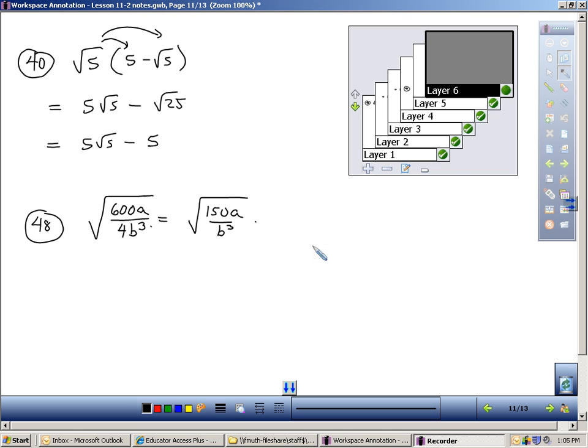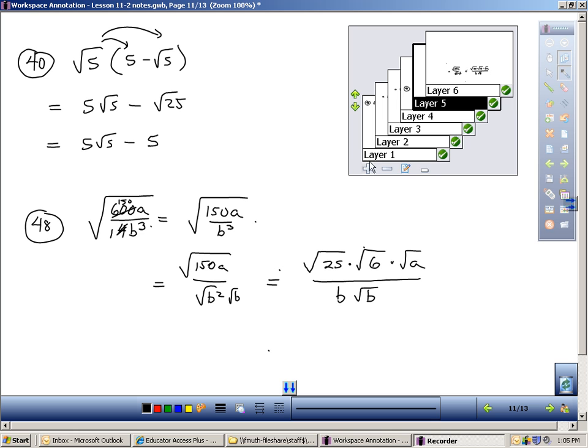And I'm going to do that in just a minute, but the first thing I notice, before I even worry about that, do you notice how 4 goes into itself once, and 4 goes into 600 150 times? Well, if I do that, I've just simplified this problem and made this a little bit easier to work on. So from there, I'm going to break this up into 2 separate radicals. I have radical 150a in the numerator, and I have the square root of b cubed in the denominator. Let me write that here first, okay?